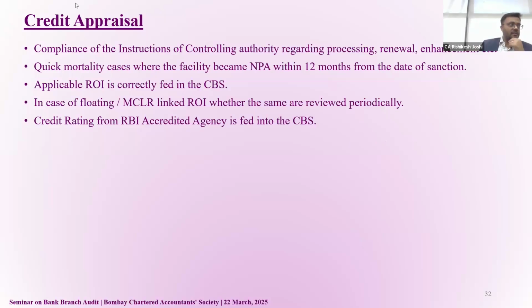So credit appraisal is the first one. So the first area is regarding credit appraisal. We should check whether the compliance of instructions given by the controlling authority regarding processing of loan, renewal of loan, or enhancement of loan facilities are being properly followed or not. Secondly, we should look for the quick mortality cases where the account turns into NPA within 12 months from the date of sanction. If there are any cases, we should report those cases, and what are the measures taken by the branch to identify the cases in the near future.